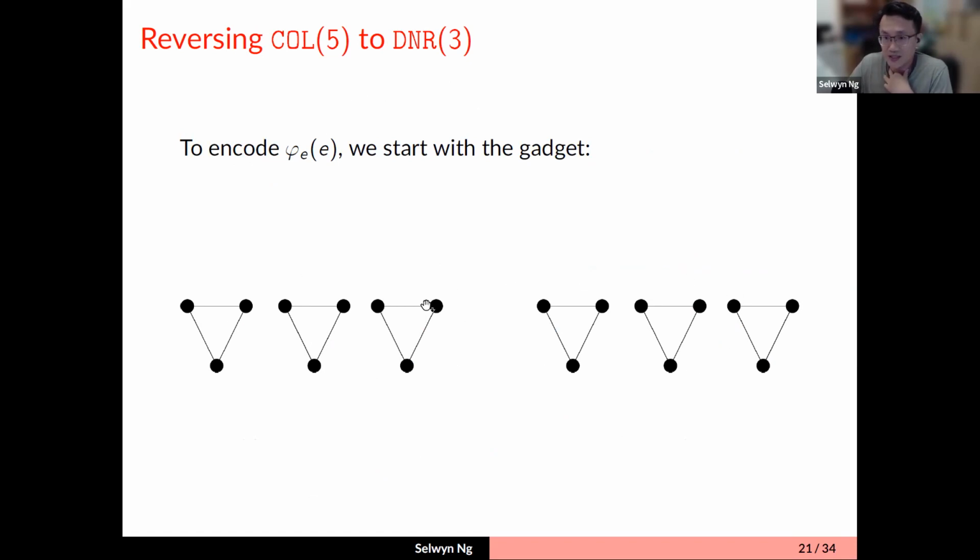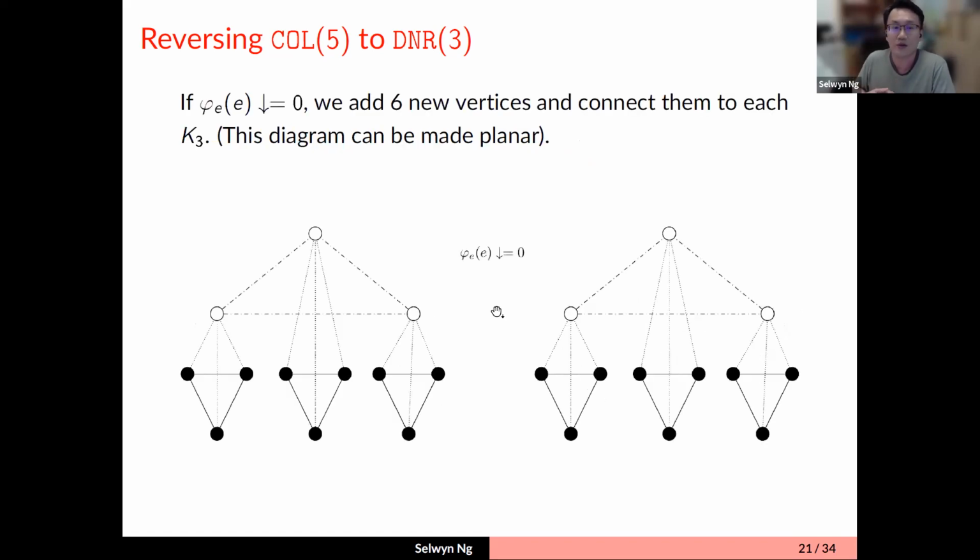Again, we have these gadgets, except that we have to do things a little bit differently now. We start with these 18 nodes. We start with 6 sets of triangles, and we group them into the three triangles on the left and the 3 triangles on the right. So this is our starting gadget for encoding phi EE. And then we wait for phi EE to converge. If it doesn't converge, then of course we don't add any more nodes. But if it converges, then it can be one of 3 values, 0, 1, or 2.